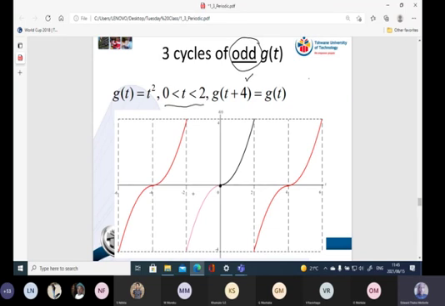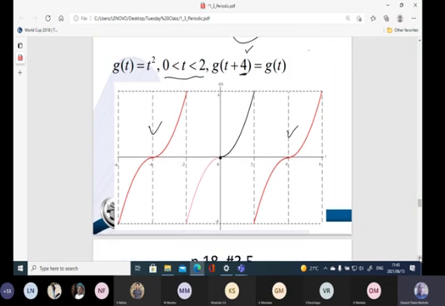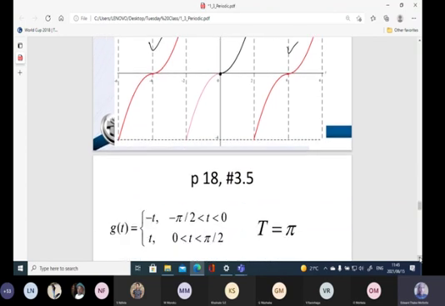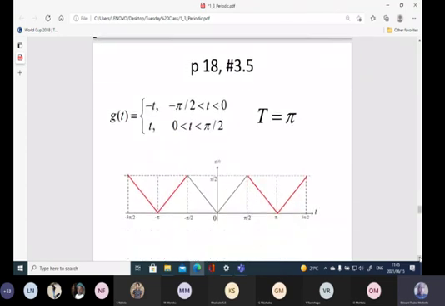You can see that 2 minus minus 2 will give you 4, our period. This is one cycle. Then you repeat that. We have another cycle here and another one here. Okay, so this basically ends our periodic function. The remaining ones are just a repeat of what we have covered.